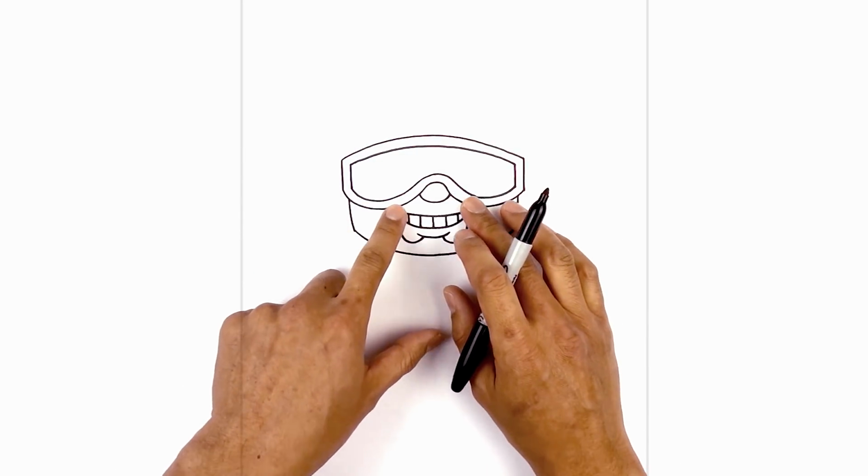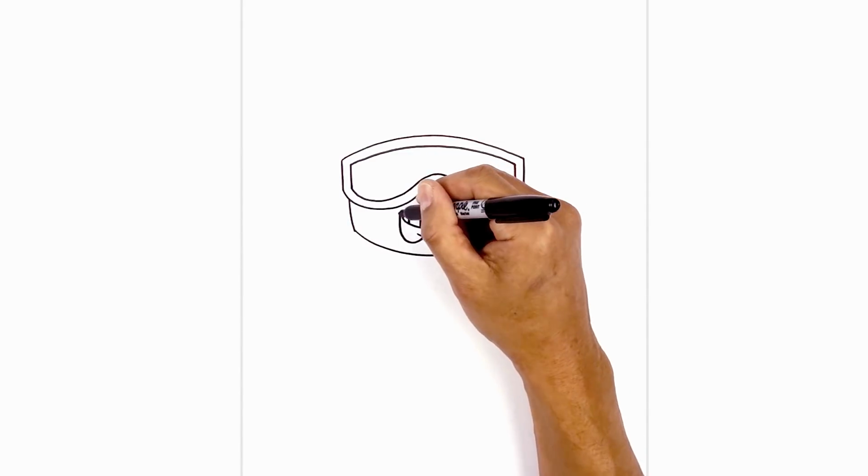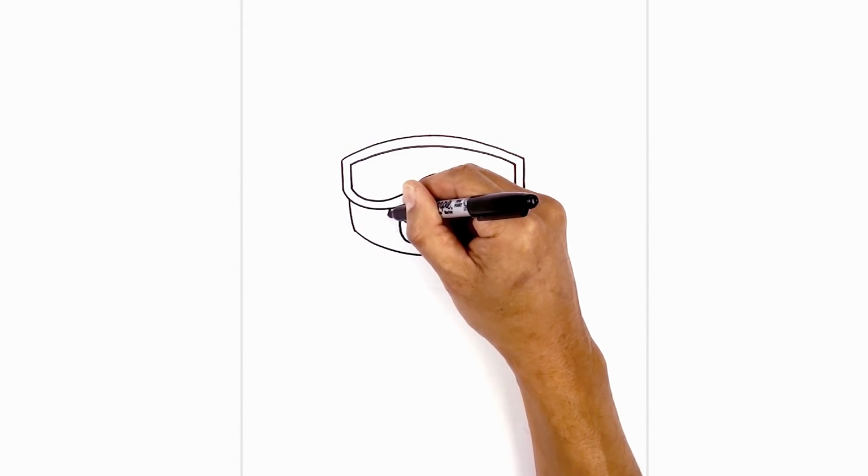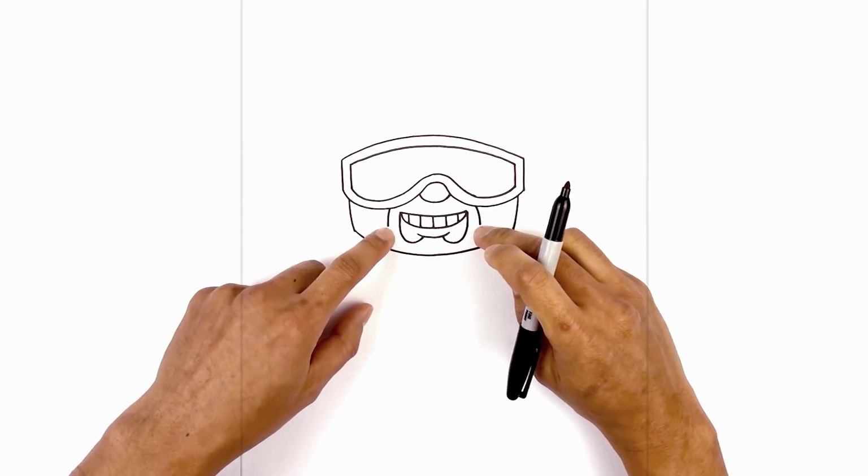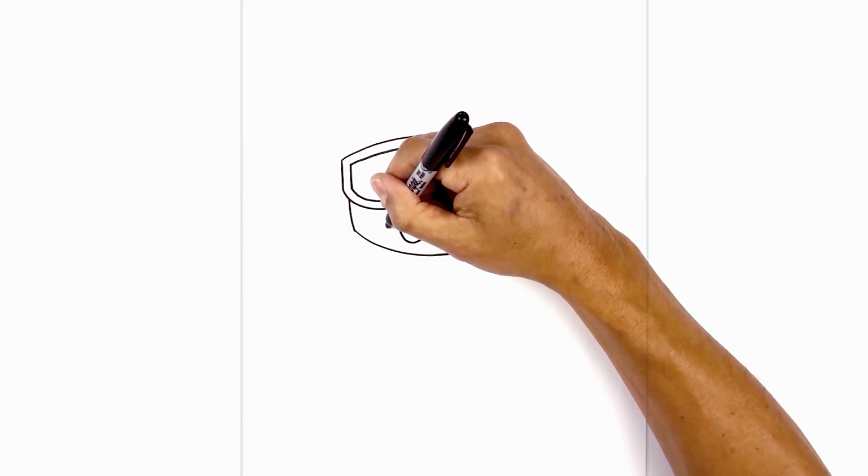Now going back to the inside, we're going to draw the upper part of the beard. So on the side of the mouth, underneath the glasses, we're going to curve out and then down. And then from here, we're going to curve out and up underneath the glasses.